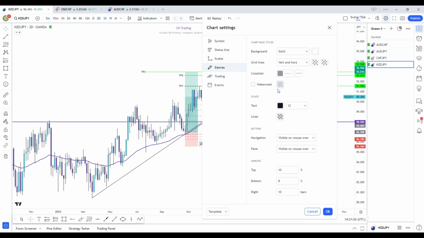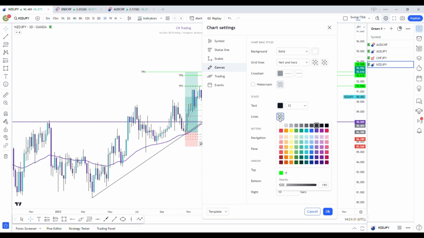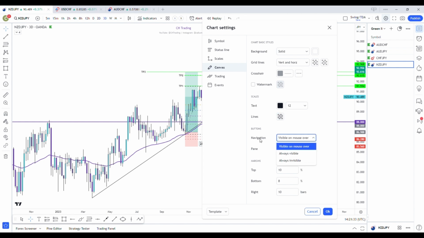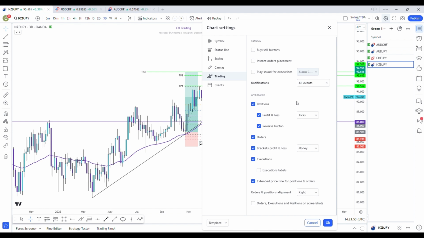Watermark, you can take watermarks off. Scales, I like seeing my scales, so I have them solid black. I don't really have lines on. Navigation visible on mouse over. Pane visible on mouse over. Margins, I'm not even too sure what these do, to be honest with you. I don't notice a difference with them, so I just leave them as they were, I believe. Trading, buy or sell buttons off. Instant order placement off. You can see what I've got here, basically. So the appearance, positions, profit and loss in ticks to show you the pip value when you're using these tools.